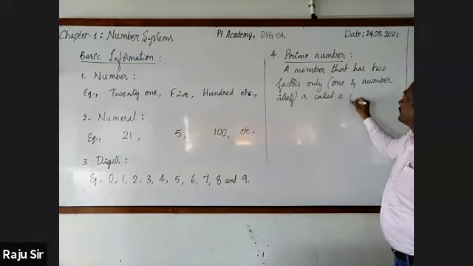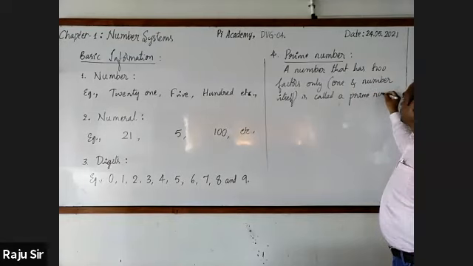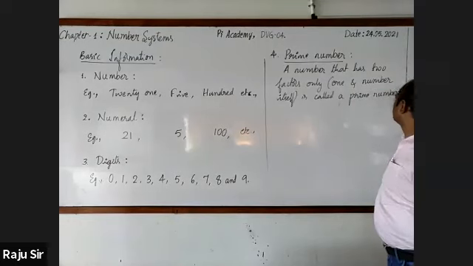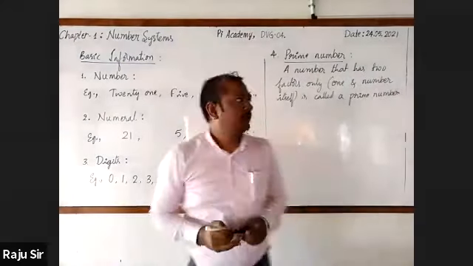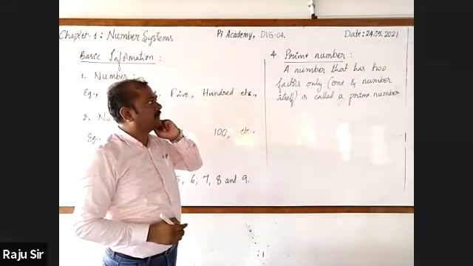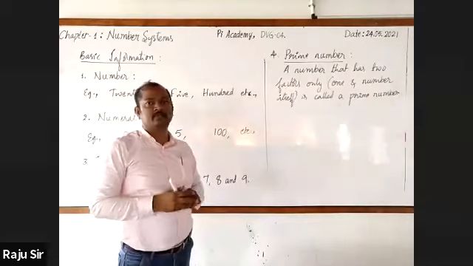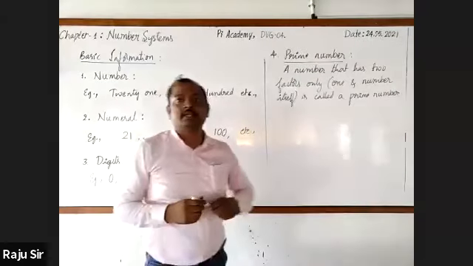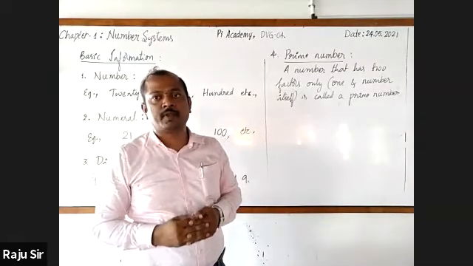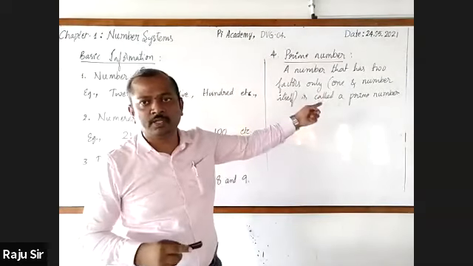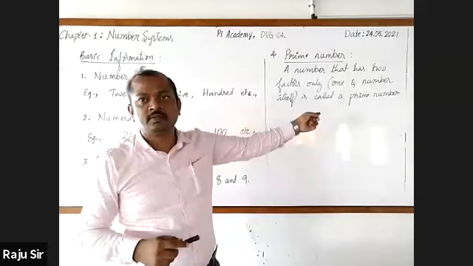A number that has two factors only is called a prime number. I have written those factors inside the brackets: 1 and the number itself. Let us go for taking the examples for the prime numbers from 1 to 20. Hope that you have written the definition. Shall I take the examples? Yes, sir. Okay, yes, start writing.